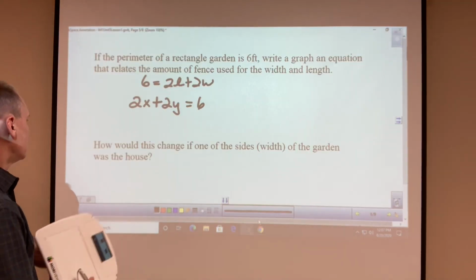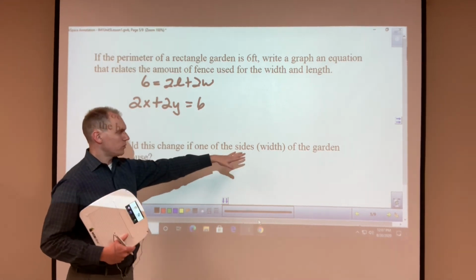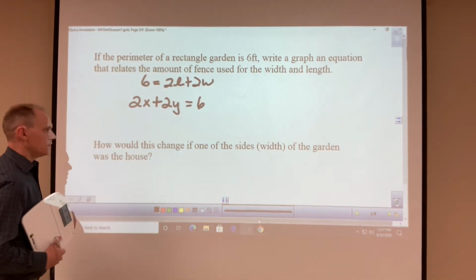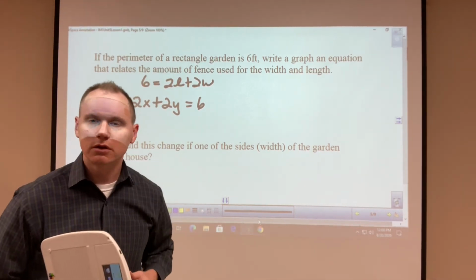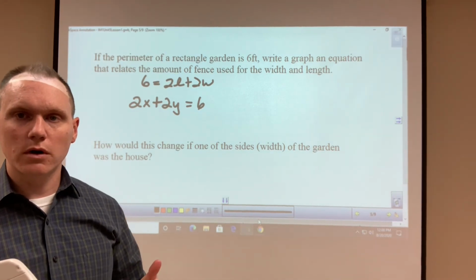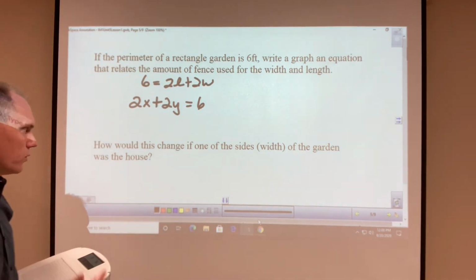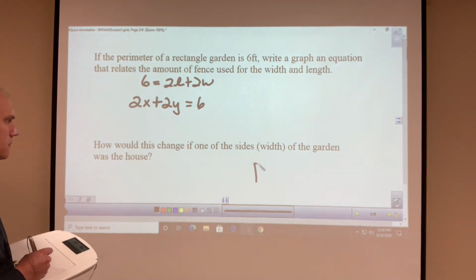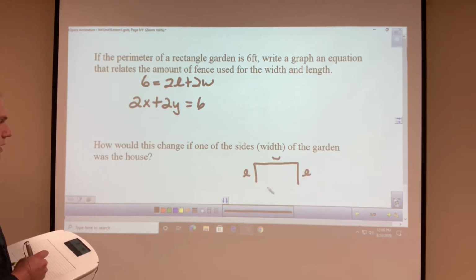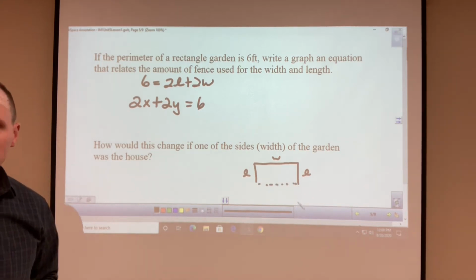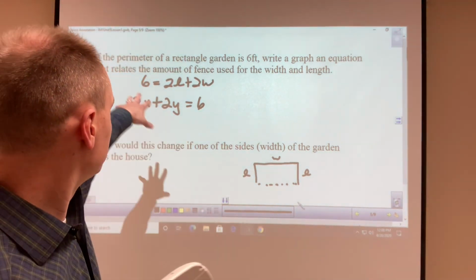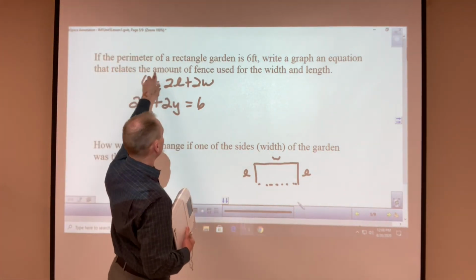What if one of the sides, we'll say the width, just to simplify it a little bit, what if one of the sides of the garden was the house? So the garden backs up to the house. So really all we need is fencing for one of the widths. So if we draw like a picture here, this will be a length, this will be a length, this will be a width, and then we have the house here on this side. So we don't need fencing for that side, but we still have an amount of fence that's 6.